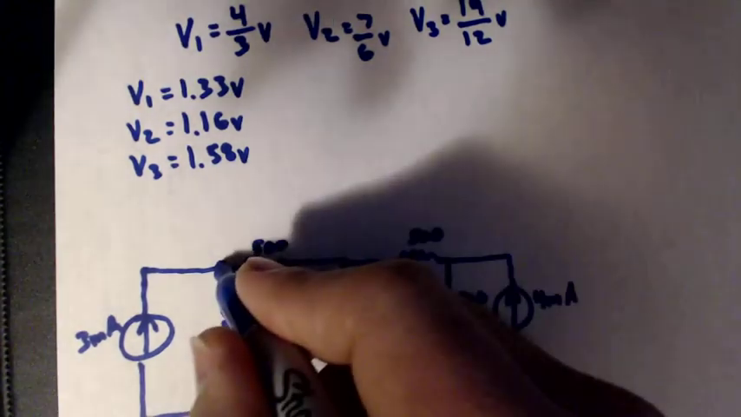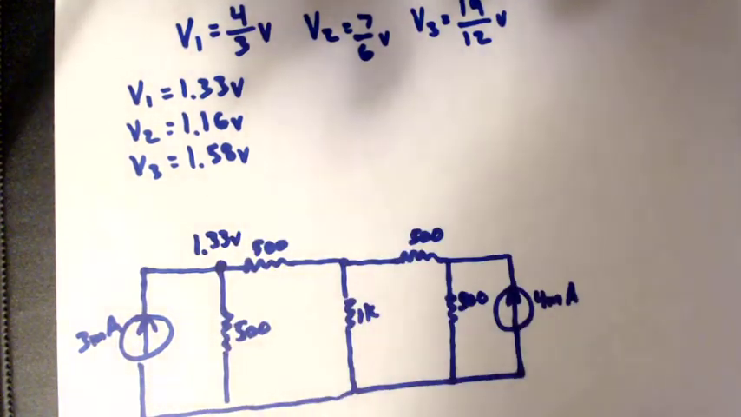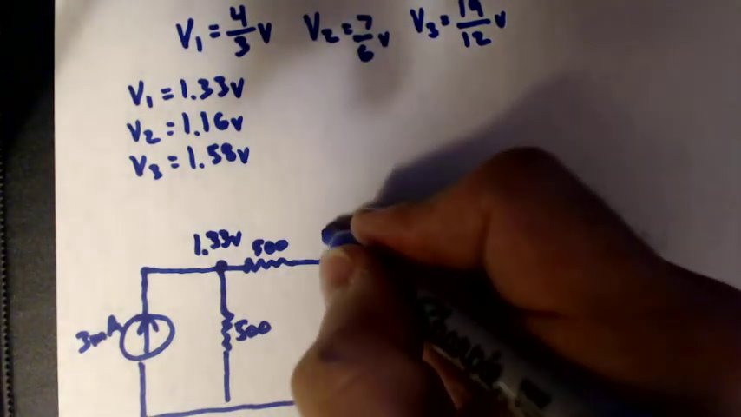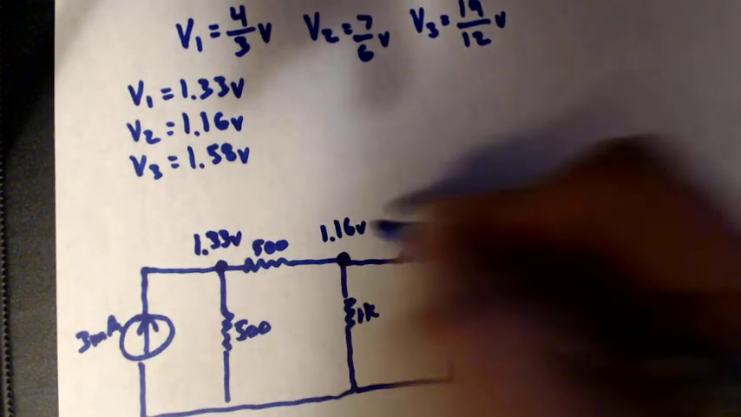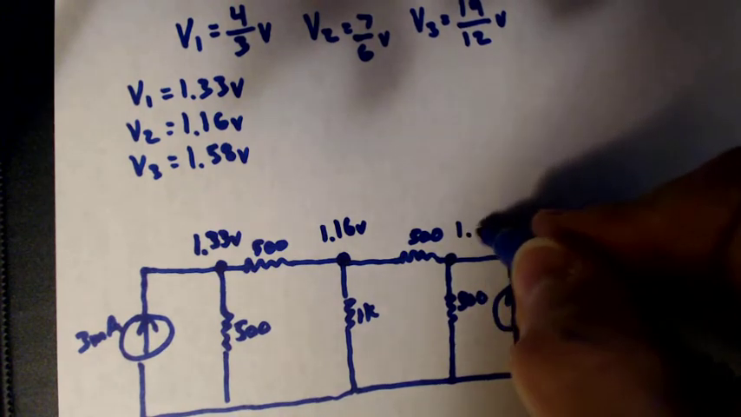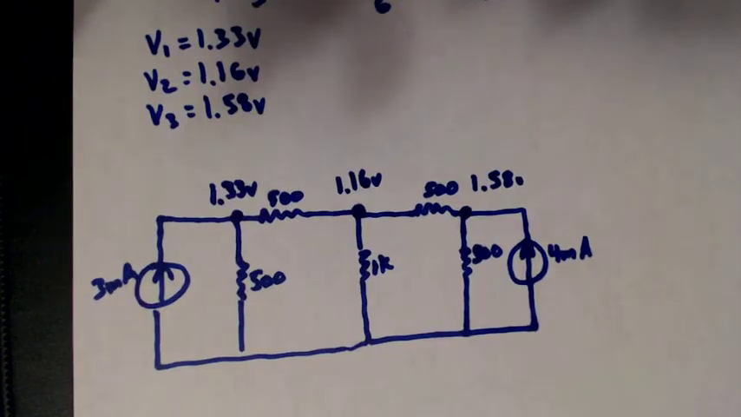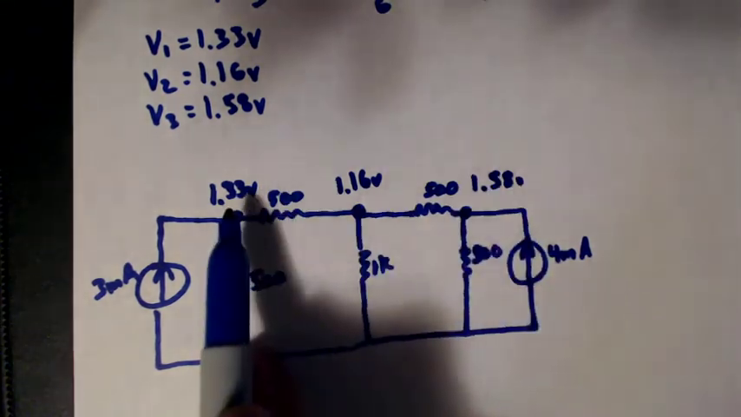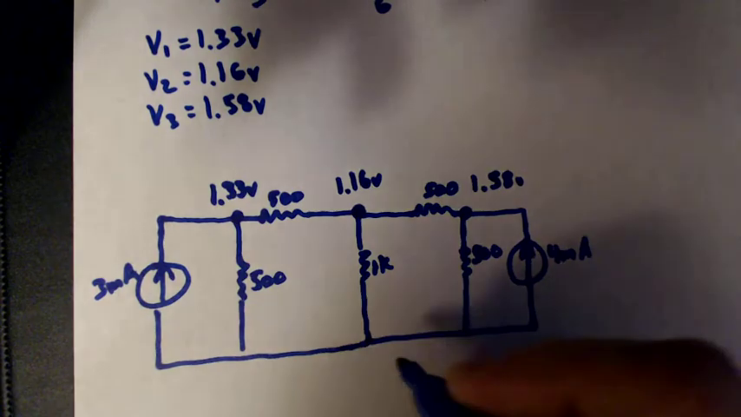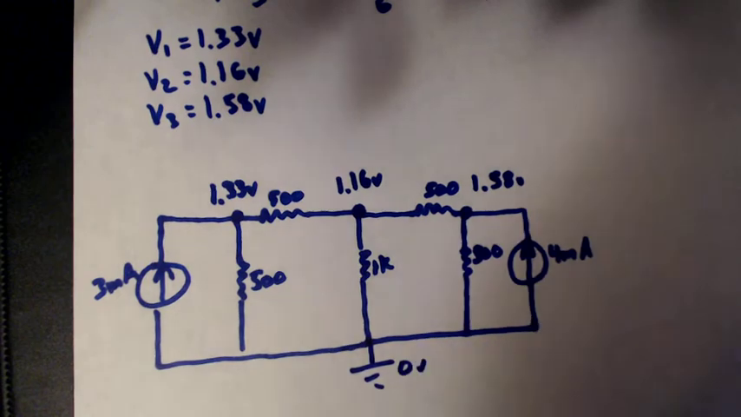This first one was V1. We know that that is now 1.33 volts. We know that this one over here was V2. That was 1.16 volts. And we know that this one over here was V3 at 1.58 volts. This whole process of nodal analysis was just to get these 3 values. And I should also say over here that this was 0 volts. Okay.